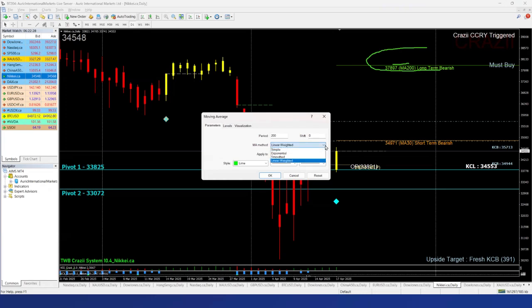Now, you may ask then, why do you simple, exponential, and smoothen? Now, basically, I tried all of them. I backtest all of them. I realized that the linear weighted is the best.